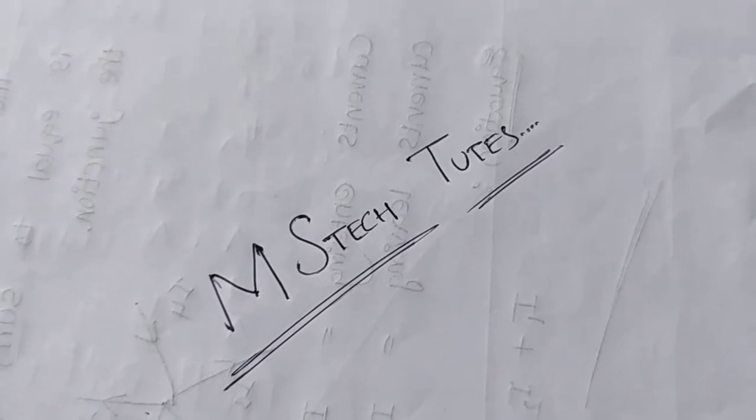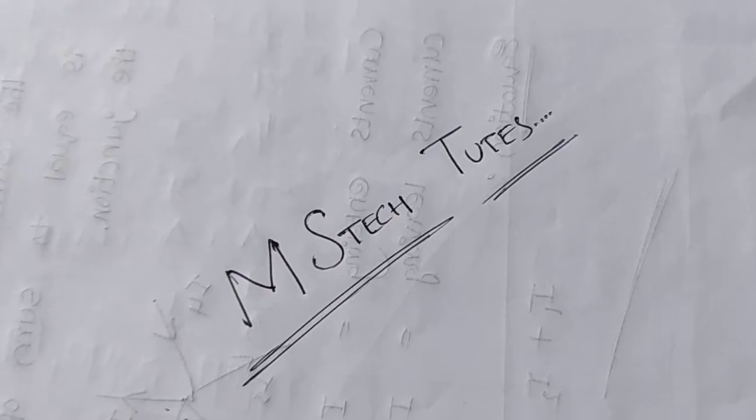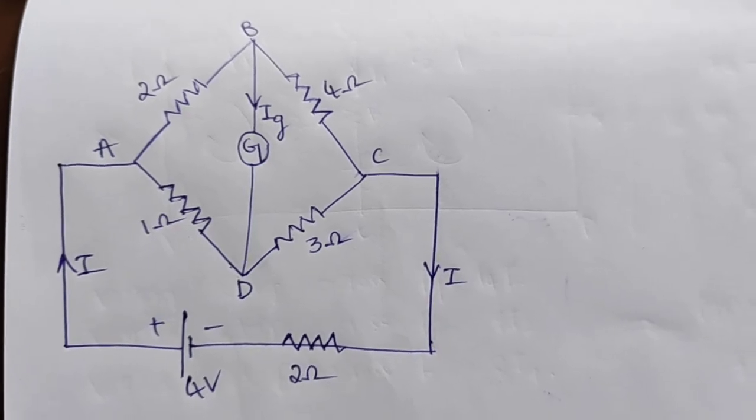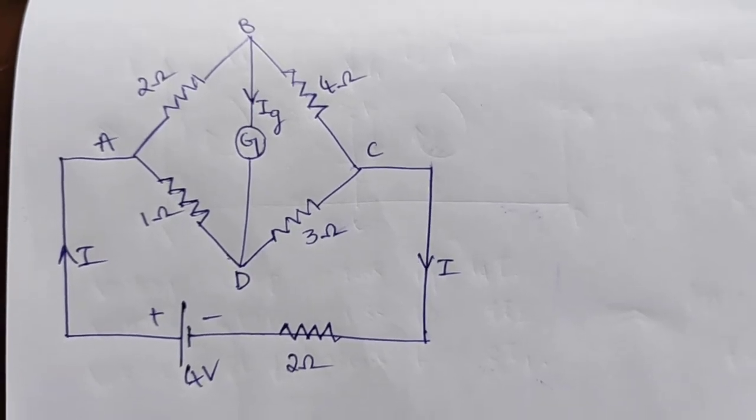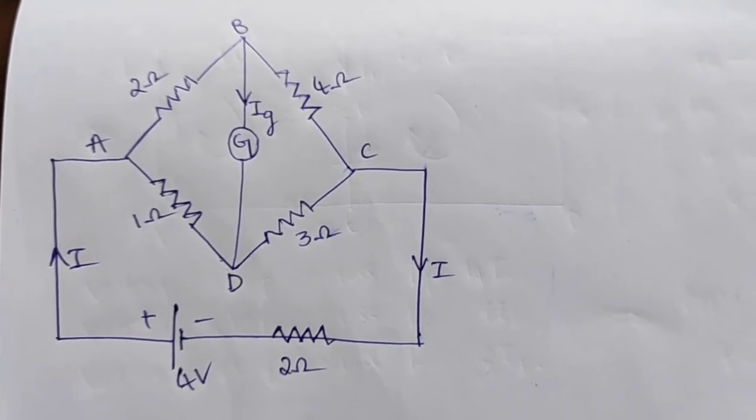Today we are going to learn about the Wheatstone bridge problem. This is the Wheatstone bridge circuit, which consists of 5 resistances and a voltage source, and a galvanometer is connected between points B and D.